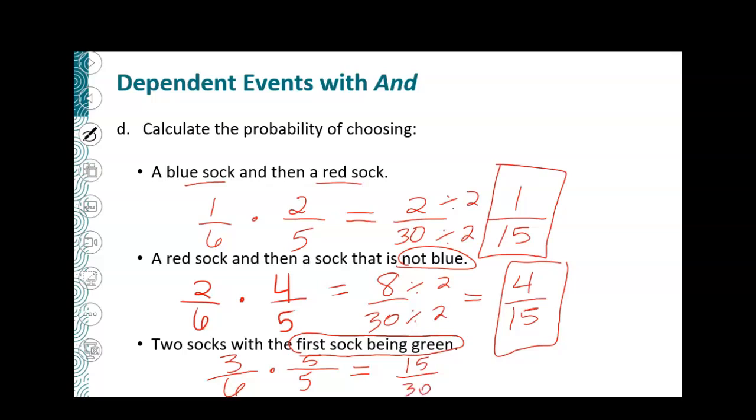That should be an easy fraction. Divided by 15. You think there were 5?